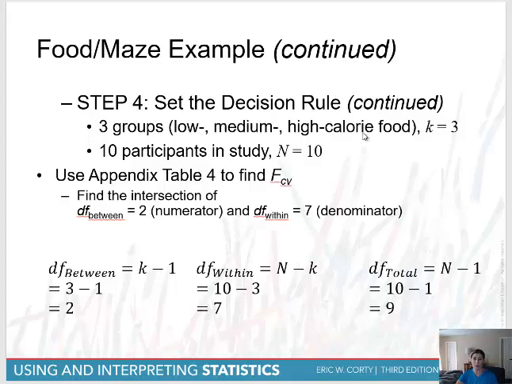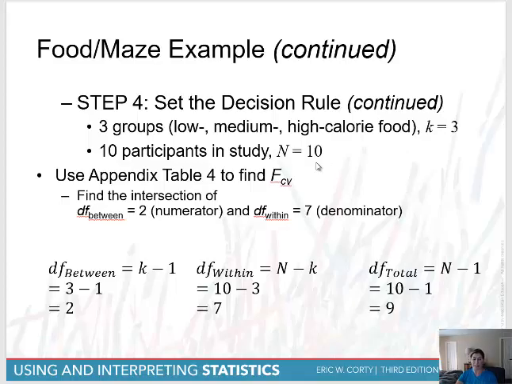First of all, we need to think about how many groups we have. All right, in this example, we've got 3 groups. And we're going to now label the number of treatment conditions with the letter K. So K is equal to 3. We also need to think about how many participants we have in the study altogether. And the total sample size, the capital N, is 10. Okay? So using these numbers, we're going to find degrees of freedom.